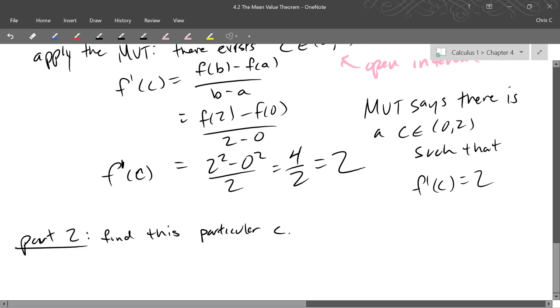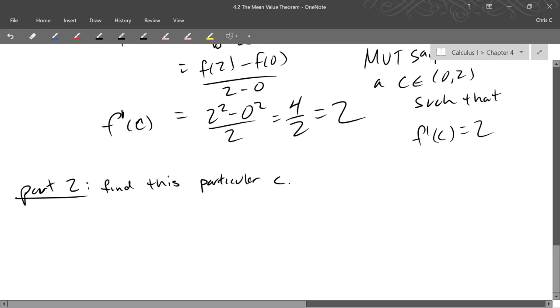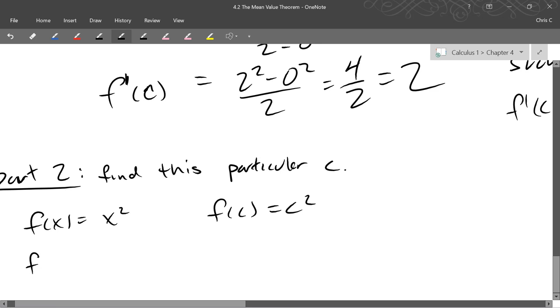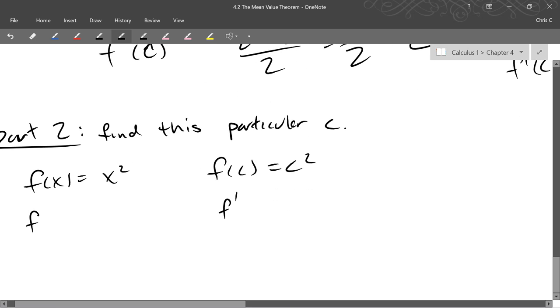So find this particular c. So we have to figure out what is f prime. I chose an intentionally easy function. f is x squared. What happens if I plug in c and then take a derivative? You get a constant. You're going to get zero. So that's not what to do.